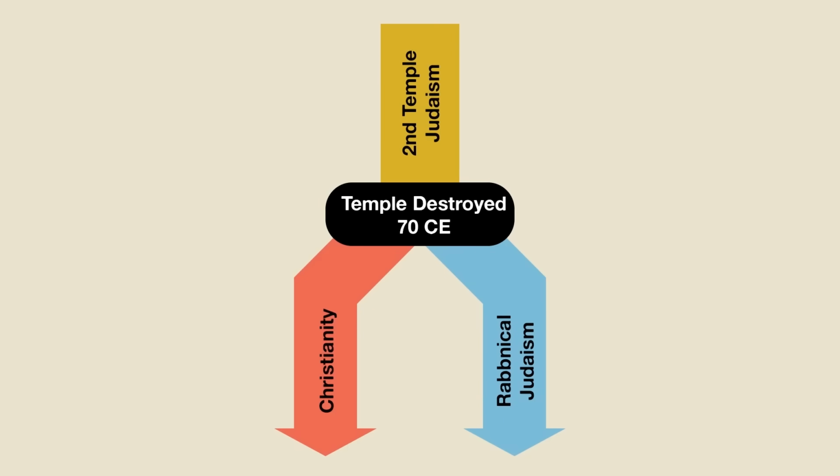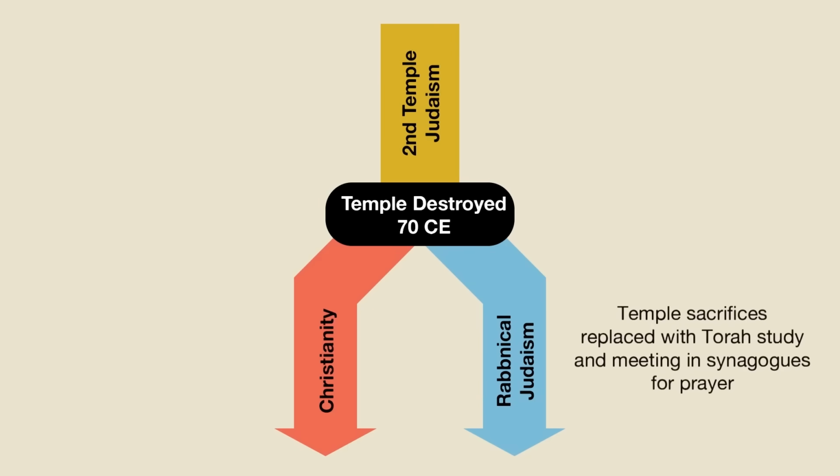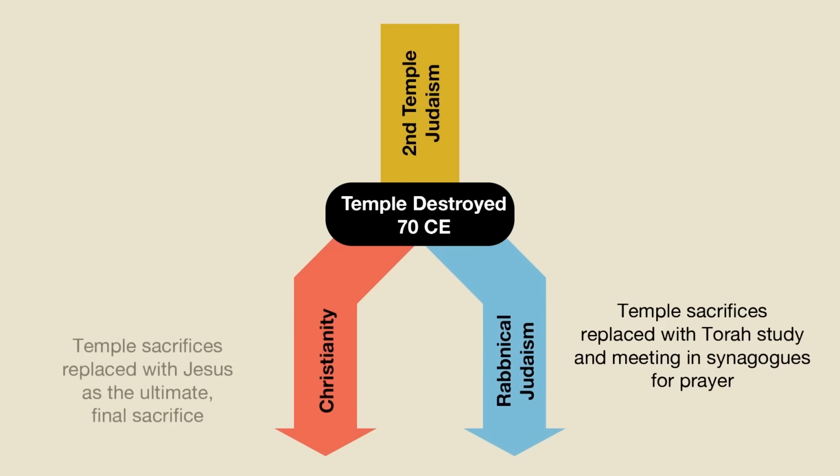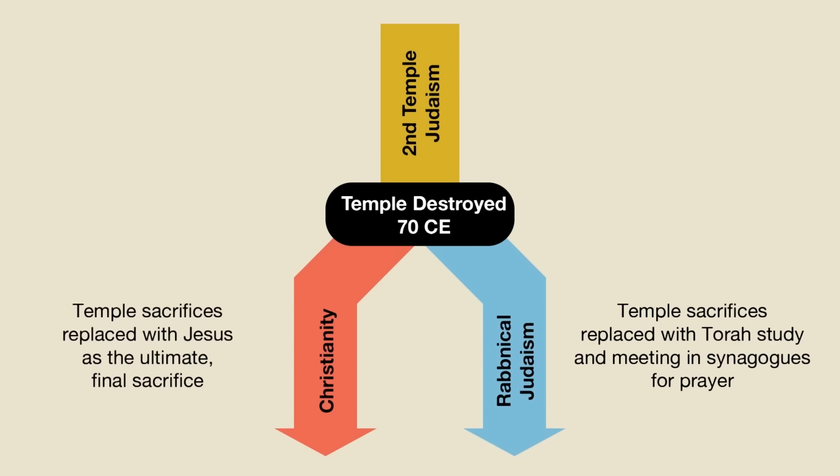On one hand, the rabbis shifted the focus onto studying the Torah and meeting in synagogues for prayer, whereas on the other hand, the Christians shifted the focus onto the person of Jesus and on seeing his death as the replacement for the earlier temple sacrifices.